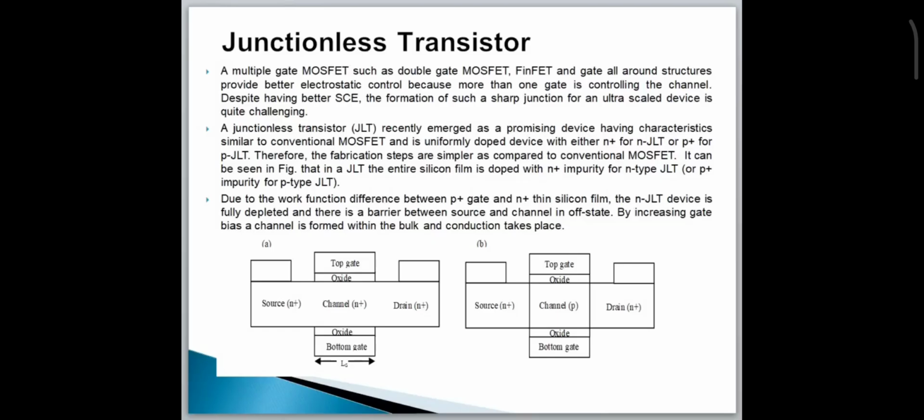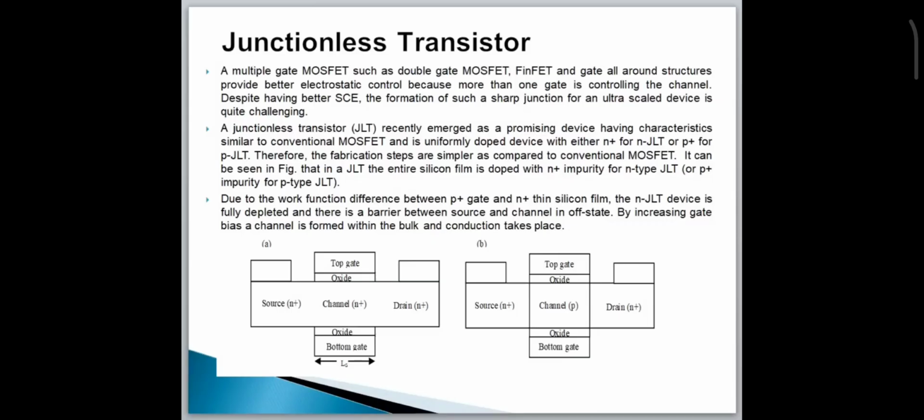A junctionless transistor recently emerged as a promising device having characteristics similar to a conventional MOSFET and is a uniformly doped device with either N plus for N-type GLT or P plus for P-type GLT. Therefore, the fabrication steps are simpler as compared to conventional MOSFET. It can be seen in the figure that figure A is the junctionless FET and figure B is the doped FET.